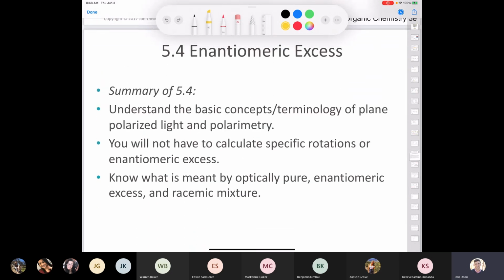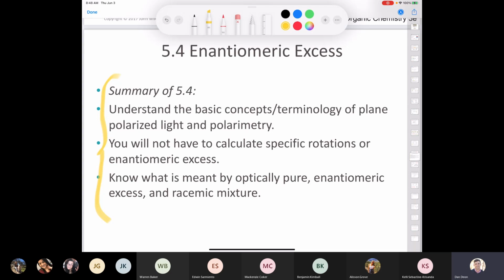So what's the summary? Students always want to know, like, give it to me straight, Mr. Dion. What do I need to know? So these are the main concepts that you need to know from section 5.4. And this would be the same if you were in Dr. Anderson's class. We maintain continuity throughout the chemistry department at UCCS.